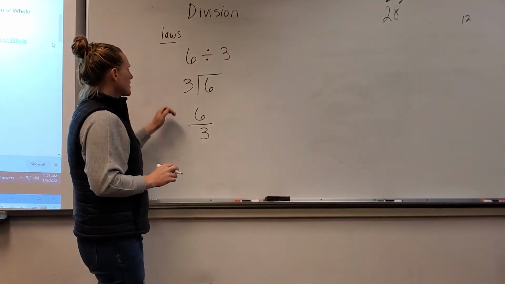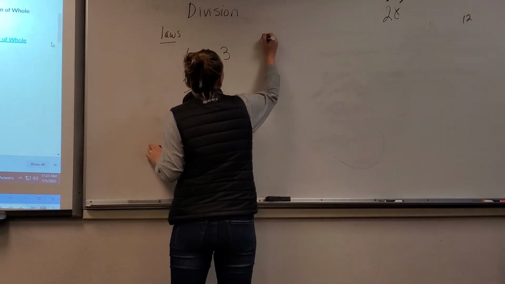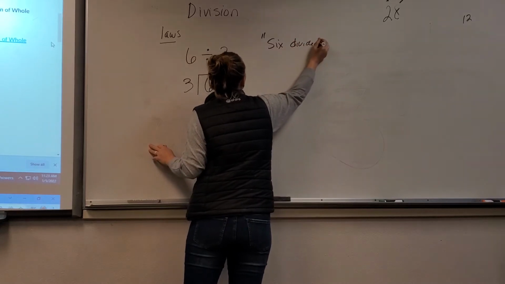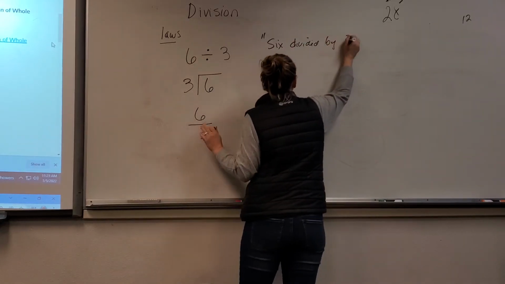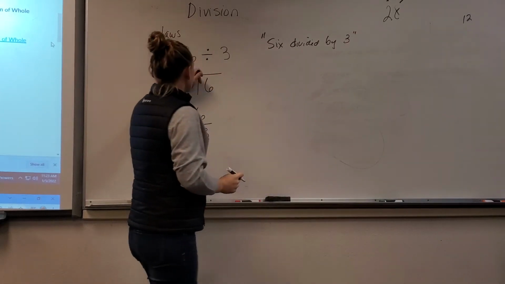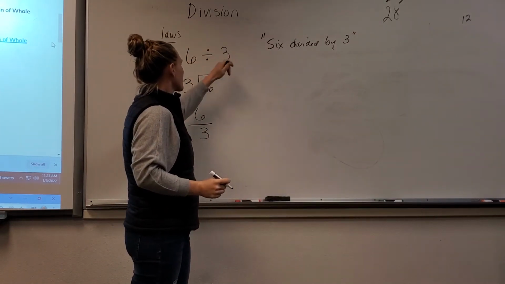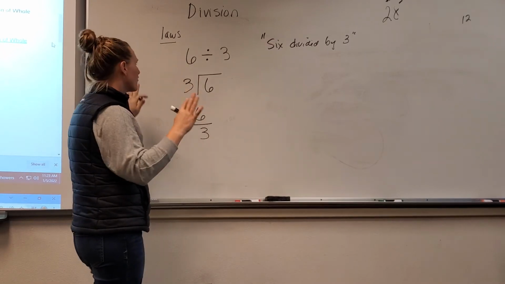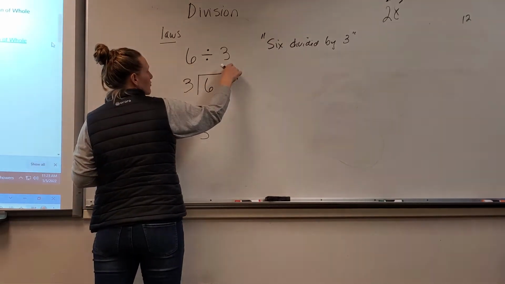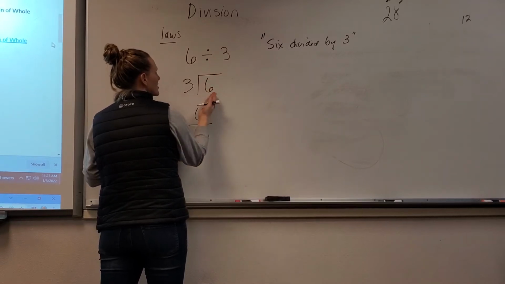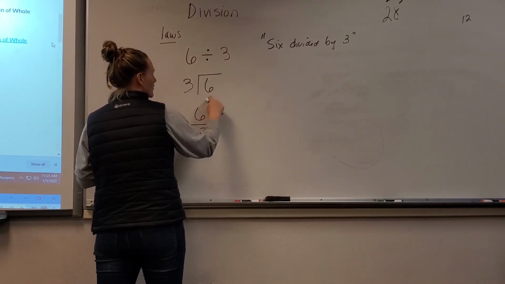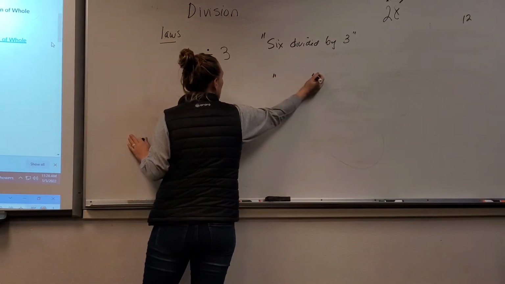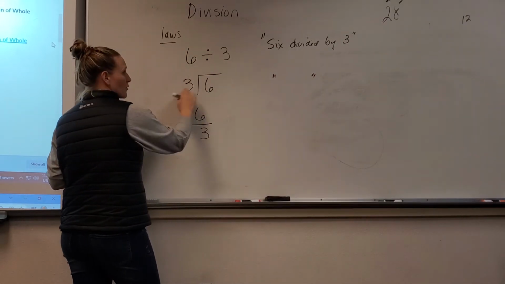If I'm saying this out loud, what I'm actually saying is 6 divided by 3. 6 divided by 3. This is said the same way. What makes this confusing is that this one reads left to right like we normally read, but how we say this one is right to left. 6 divided by 3. So this is the same thing.